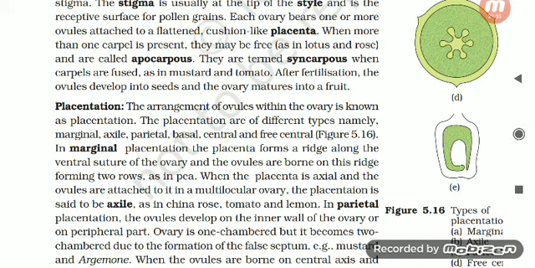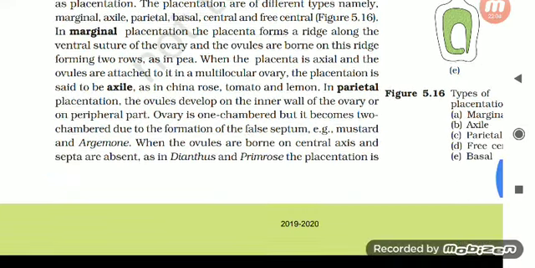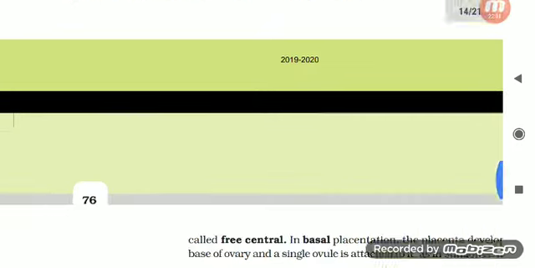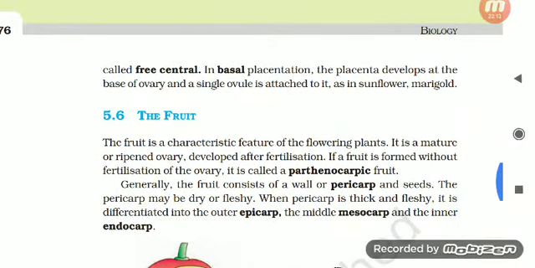Ovary is one-chambered, but it becomes two-chambered due to the formation of a false septum, for example mustard and argemone. When the ovules are borne on a central axis and septa are absent, as in dianthus and primrose, the placentation is called free central. In basal placentation, the placenta develops at the base of the ovary and a single ovule is attached to it, as in sunflower and marigold.